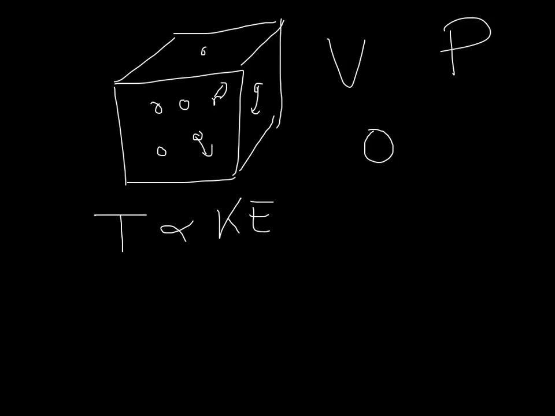Actually, what we care about is, first, of course, how fast they're going, so the temperature, but we also care about how many of them there are. Right? So if there's a lot of molecules, there will be more collisions, and therefore there will be more pressure. If there's very few, we'll have fewer collisions, and therefore less pressure.